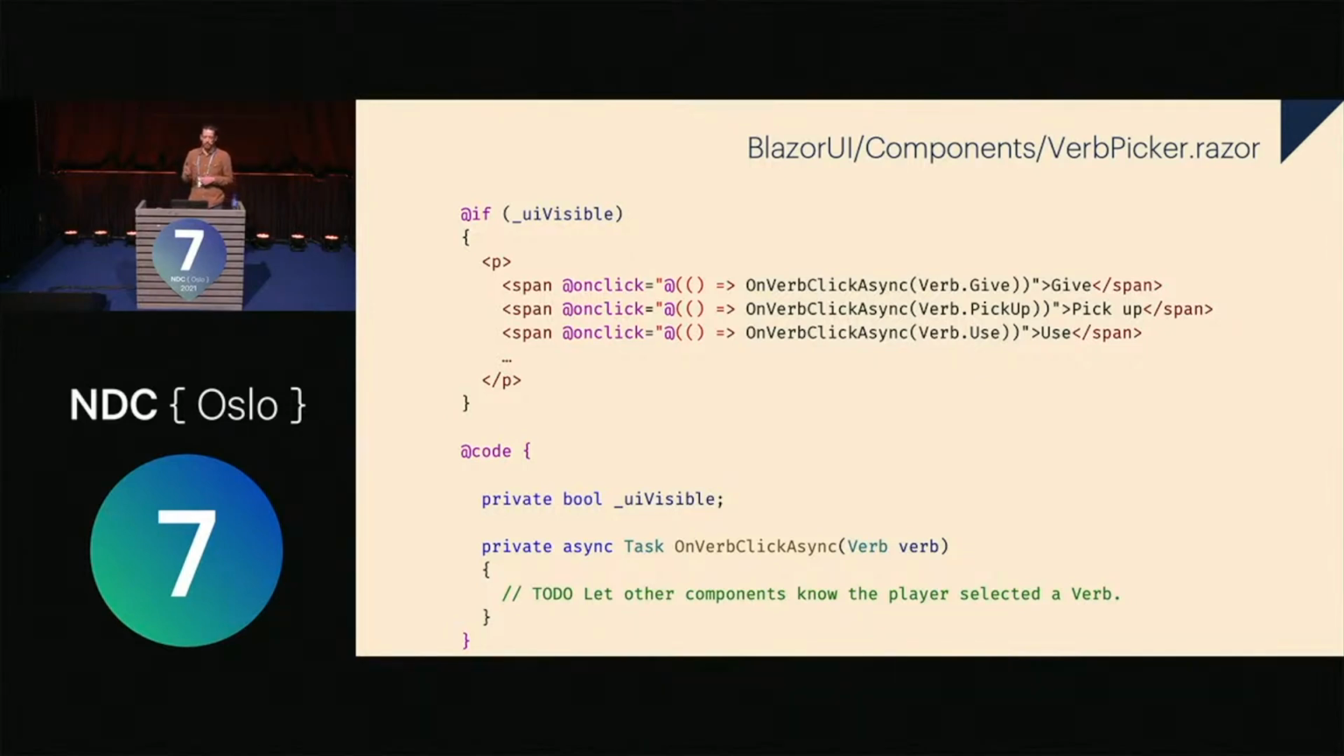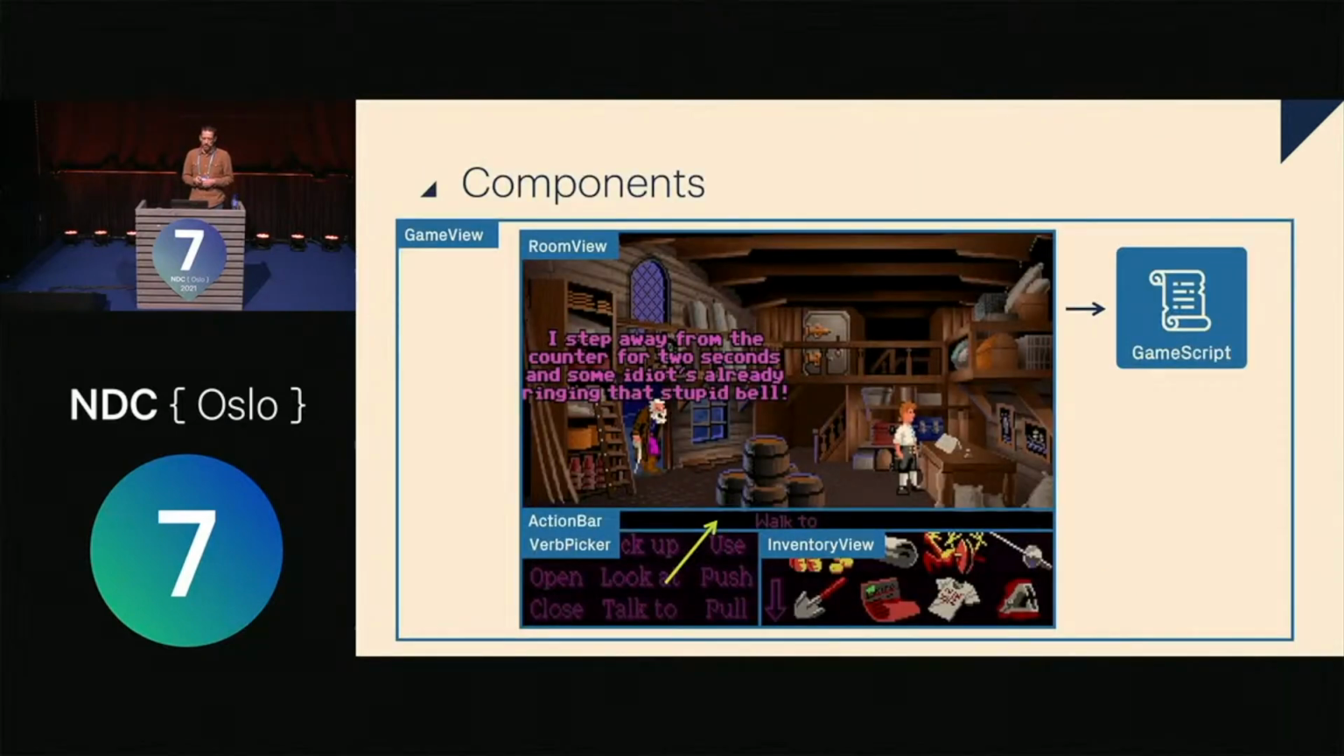And then each verb is rendered in a span. I have an onClick handler on that span. So if the player clicks on that verb, that handler will go off. And at that point, we should probably let some of the other components know that the player has clicked on a verb so that they can react to that. So if I click on a verb, one of the components that needs to know about it is this action bar, right? Because the text must be displayed.